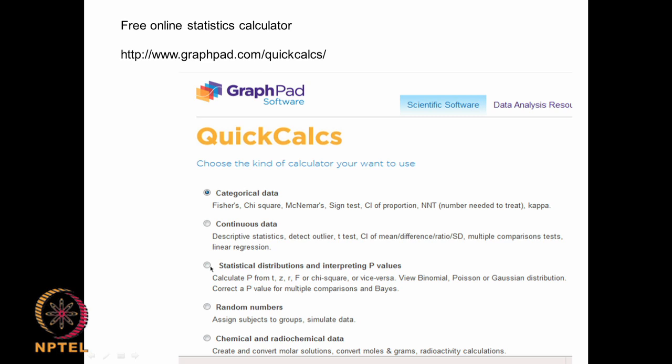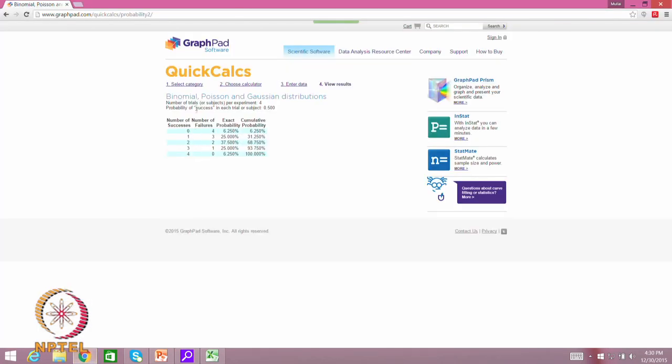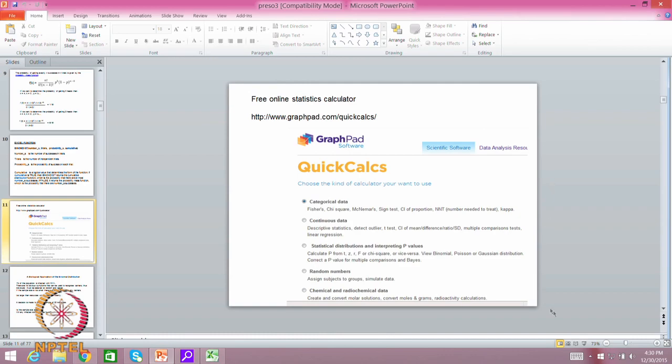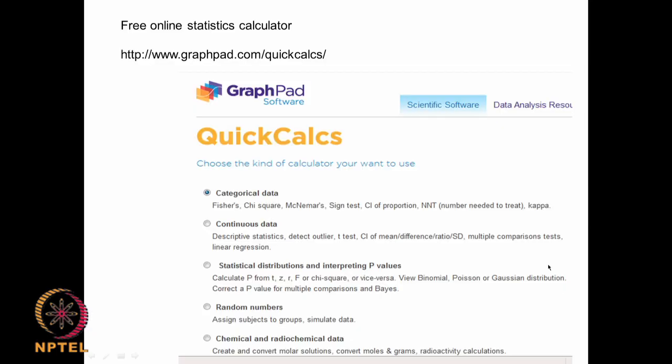So we click here and then we give the number of trials as 4 and the probability as half. So it gives you the entire table. For 0 success out of 4, what is the probability? For 1 success out of 4, what's the probability? For 2 success out of 4, what's the probability? And for 3 success out of 4, what's the probability? And that's what it is giving you here, right? So as you can see, it gives you the entire table. So I showed you 3 different approaches by which we can do the binomial distribution calculation.